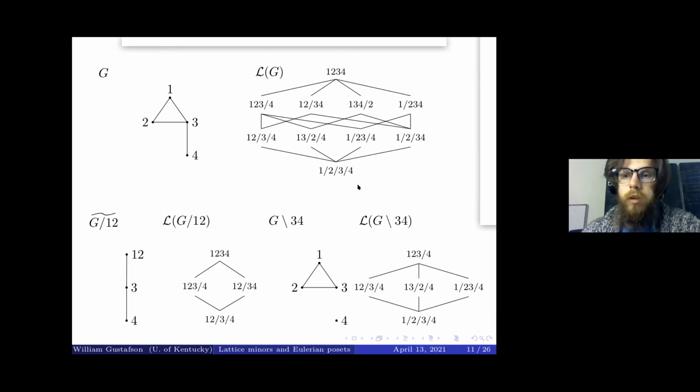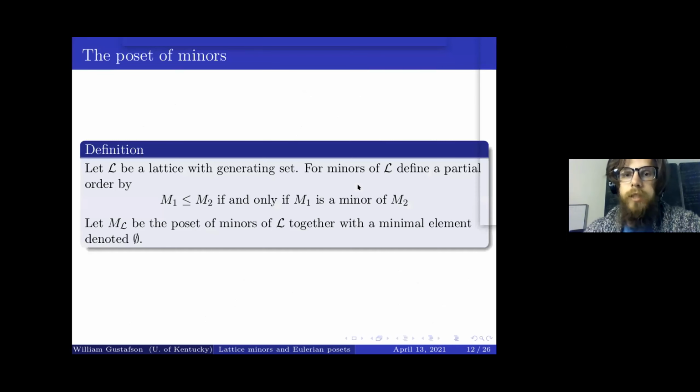All right. So the main object that I want to tell you about today is the poset of minors of a lattice, or rather a lattice of a generating set. Okay, so this is just the set of all minors of the lattice, and then we have this partial order on the minors, which is just saying that you go down in this poset by deletion and contraction. And then I'm also going to add a minimal element and call it empty set, so we don't get mixed up with the 0 hat of the lattice. Okay, I'm denoting this by ML.